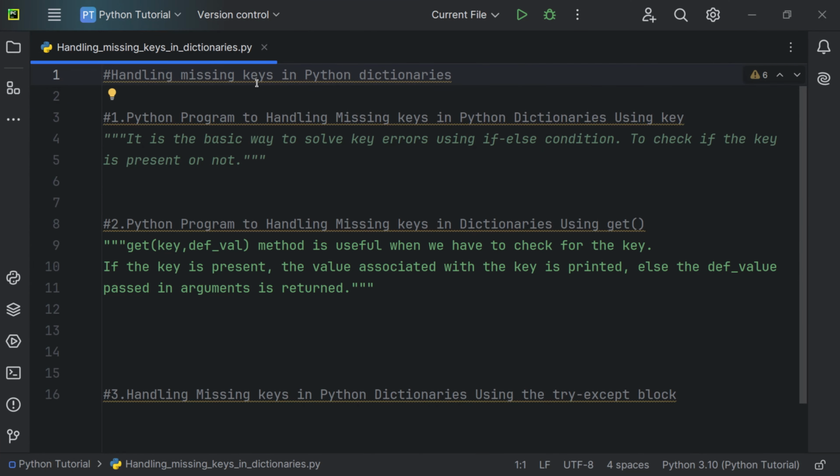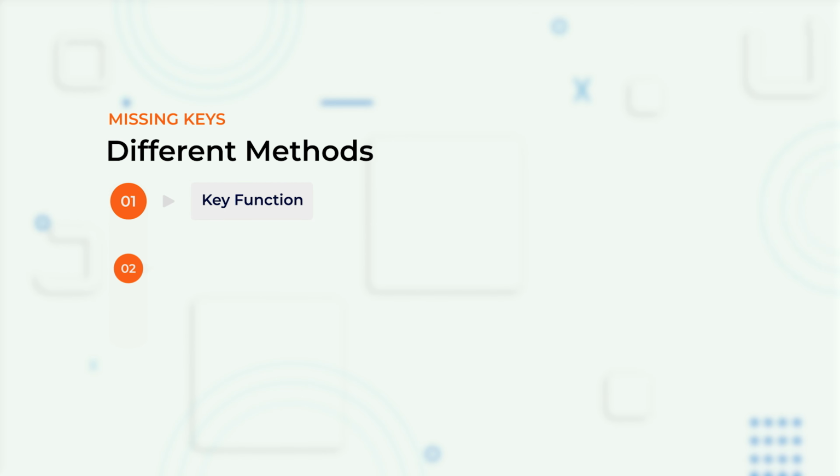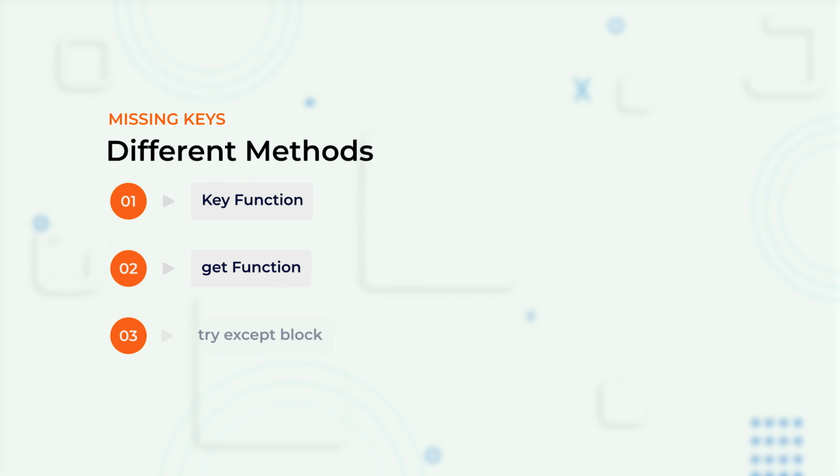In today's video, we will be discussing different methods to handle missing keys in a Python dictionary: using the keys function, using the get function, as well as using the try except block. And there are a few more methods that we can use to handle missing keys in a Python dictionary.